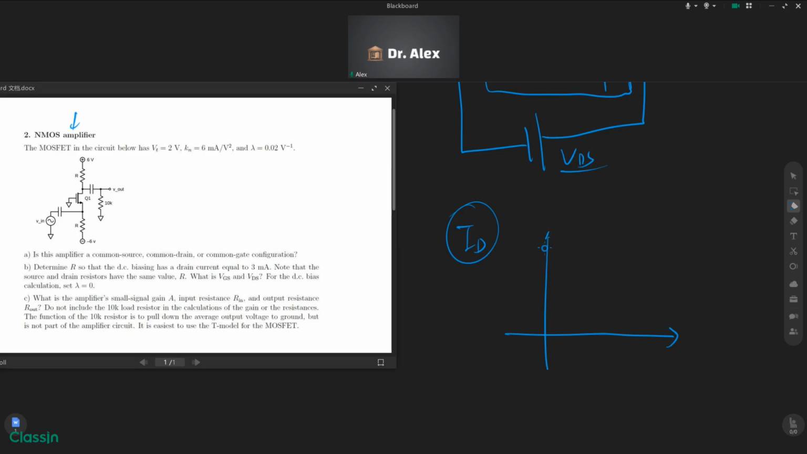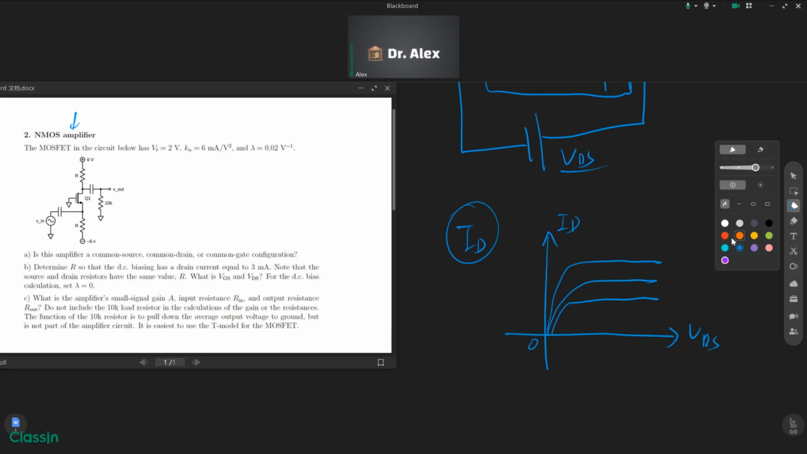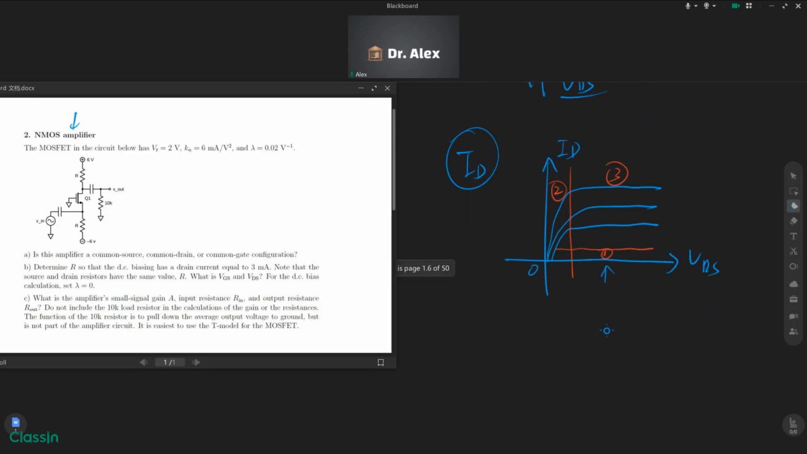And the characteristic between ID and VDS looks like this. There will be three areas. This one is the first area, this one is the second area, and this one is the third area. The first area is called the cut-off region, which means VGS is smaller than VT. So basically, the NMOS is working as a switch for the circuit. This means the switch is not open, it's all off.